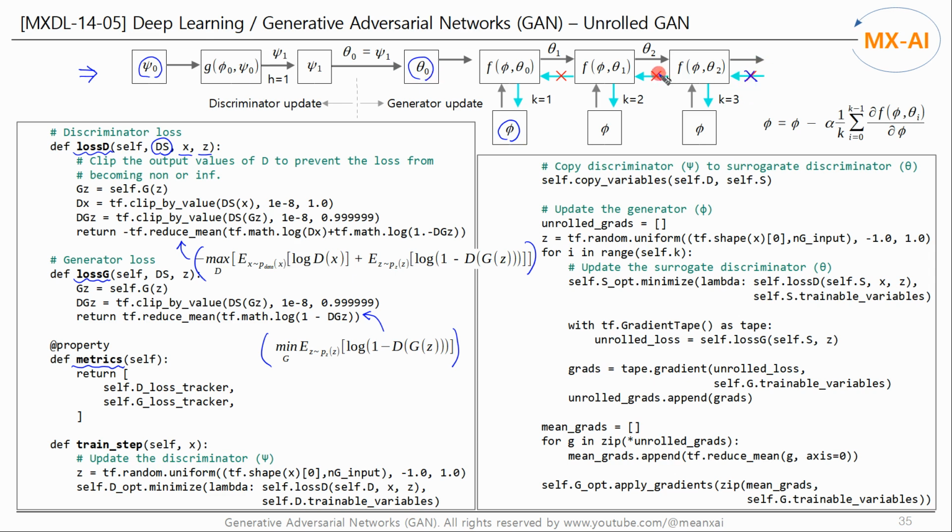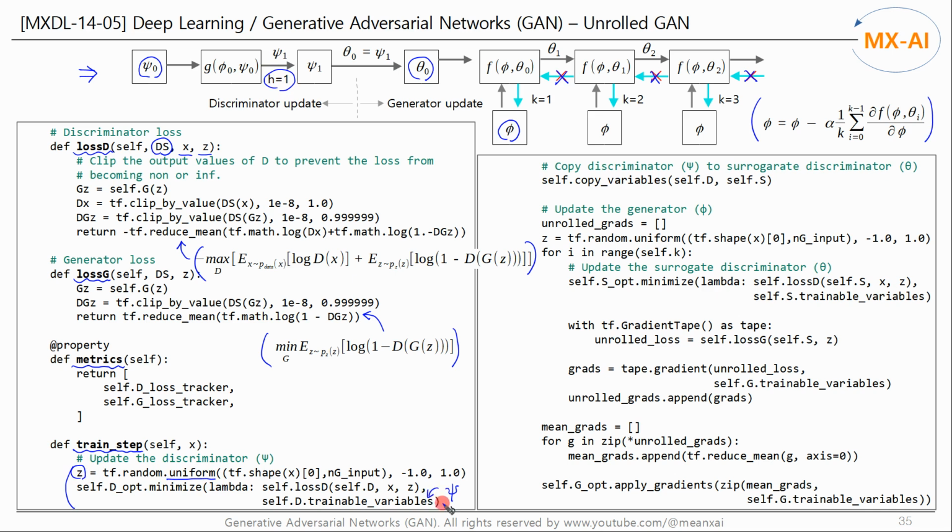Also, this is the third configuration we looked at on the previous page. The update rule of the generator is as follows. We define the train step method. First, we update the discriminator one time. This is when H is set to 1. Sample random noise Z from a uniform distribution.